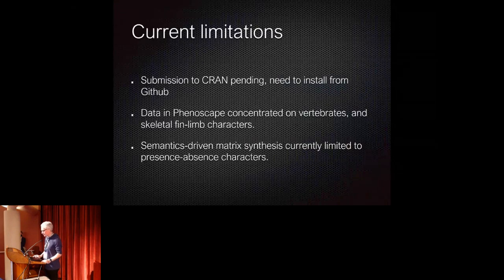Current limitations, just briefly: it's not yet on CRAN, so you need to install from GitHub. The PhenoScape KB content is concentrated on vertebrates, and fin and limb characters mostly, with some others too, but that's where most of the data is. And the matrix synthesis is currently limited to presence absence.